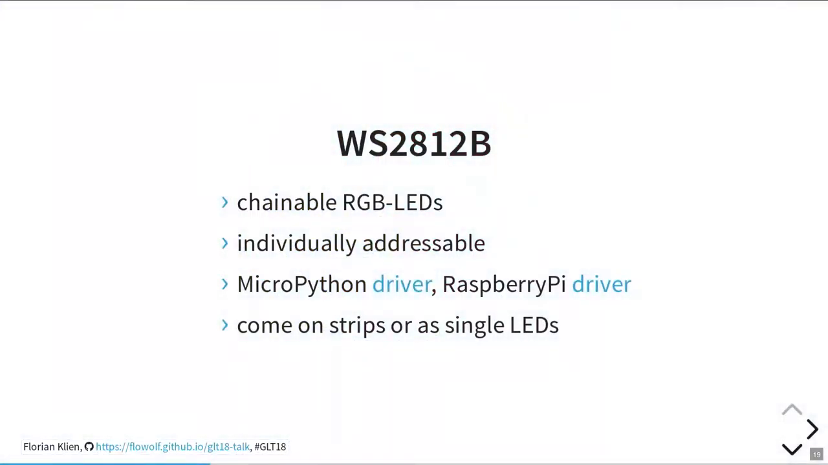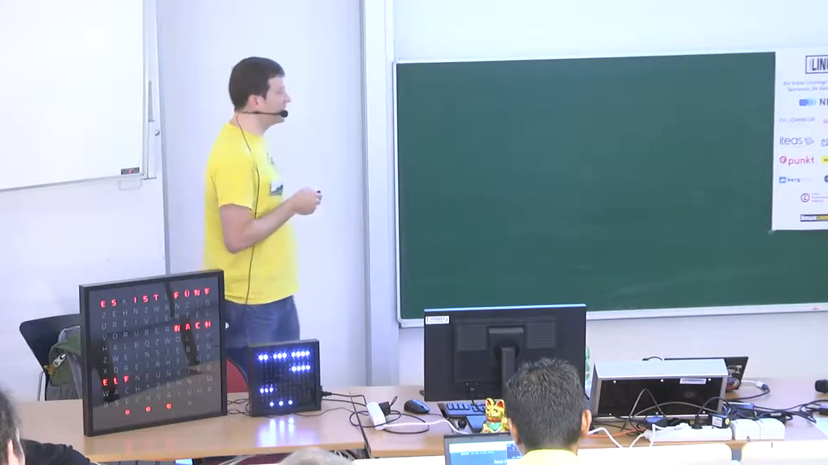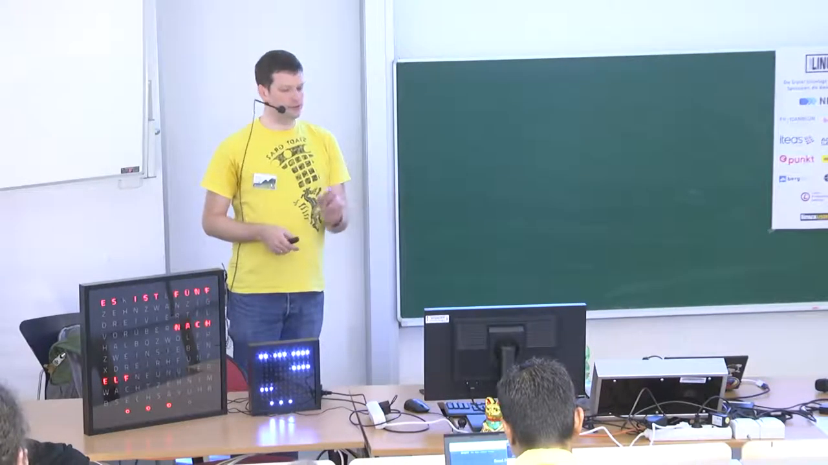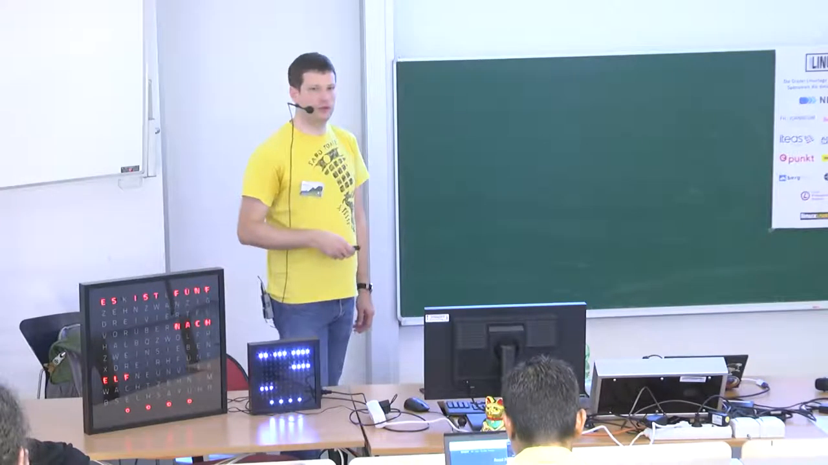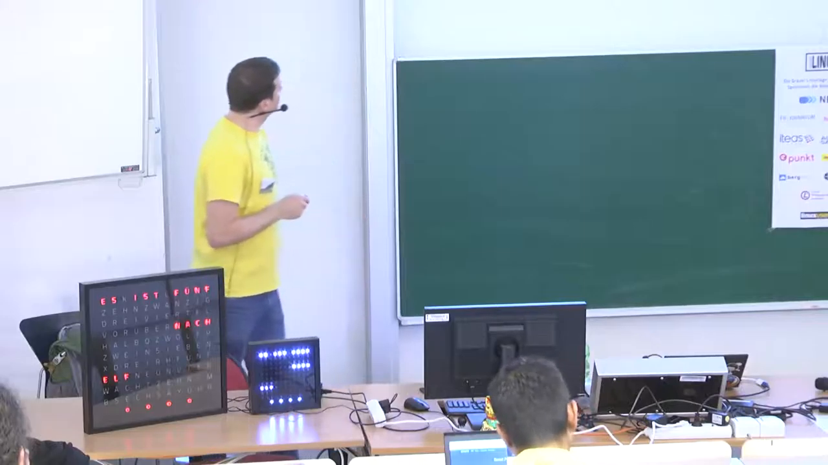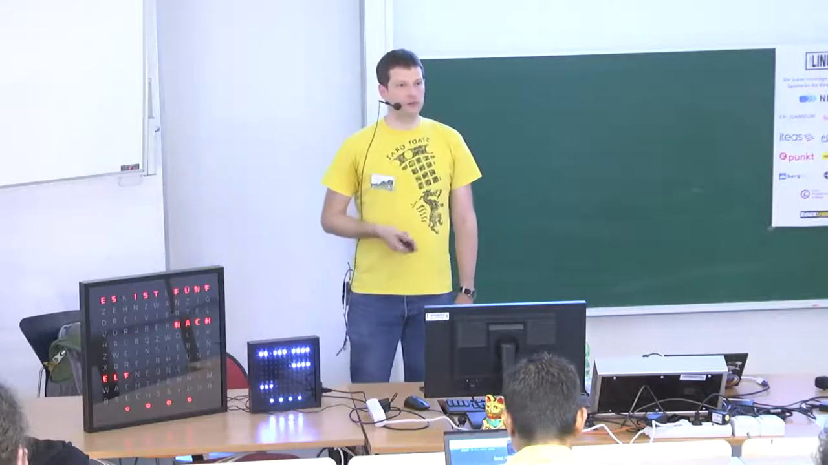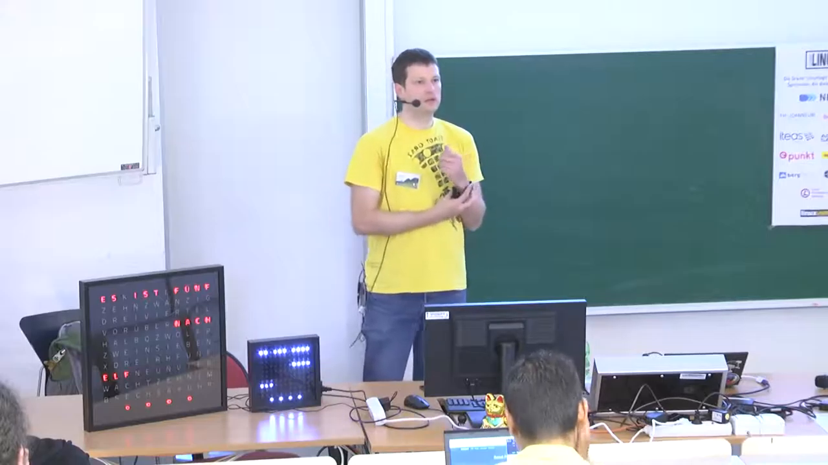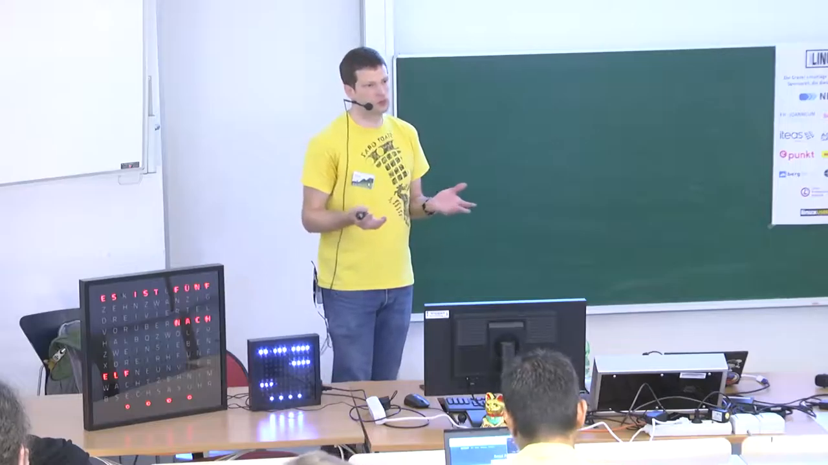So the LED is called the WS2812B. An alias would be NeoPixel, if you ever read that. Some libraries are called that way. And those are chainable RGB LEDs. They normally come on a strip, at a certain distance from each other. With the tiny clock, I used the strips, and with the big clock, I used single individual LEDs. For these LEDs, there's a MicroPython driver and also a Raspberry Pi kernel module that is implementable in Python, so you don't have to do a lot of scripting for the basic hardware part of the project. So it's beginner-friendly because you just have to import a library and it should work.